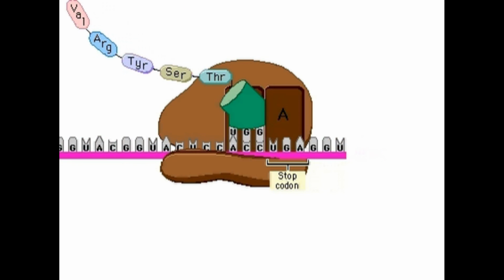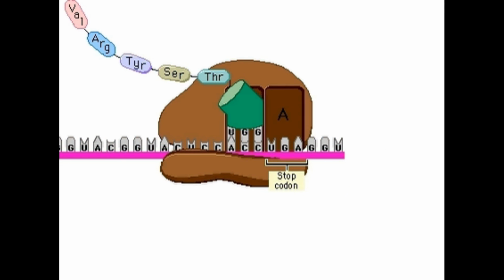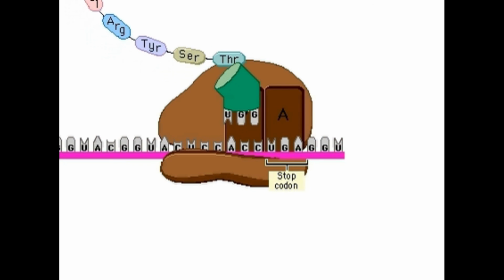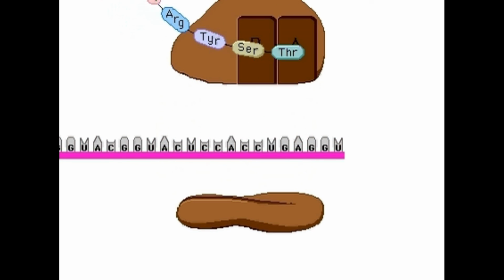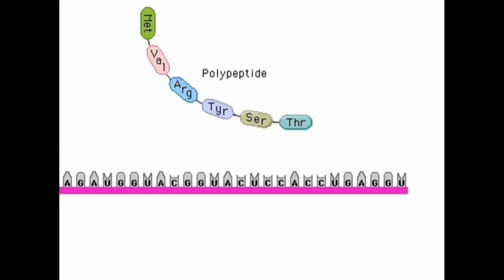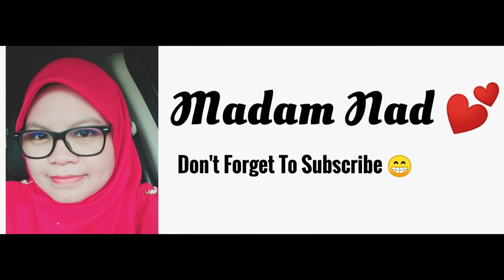The process of elongation will stop and the process of termination occurs when the A site reaches one of the stop codons. An example here is UGA. So the release factor will bind to the A site and cause the ribosomal subunit to detach from the mRNA and the polypeptide to be released.